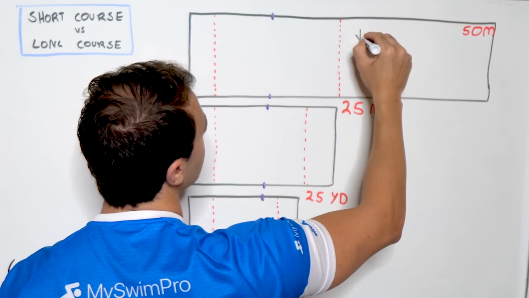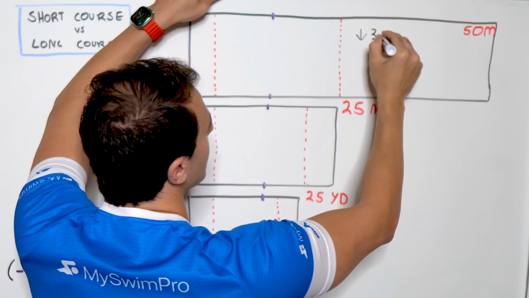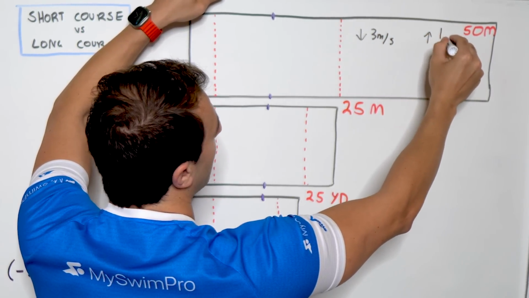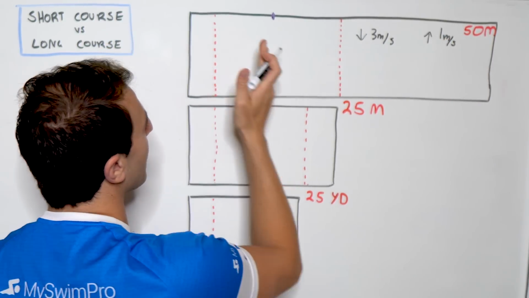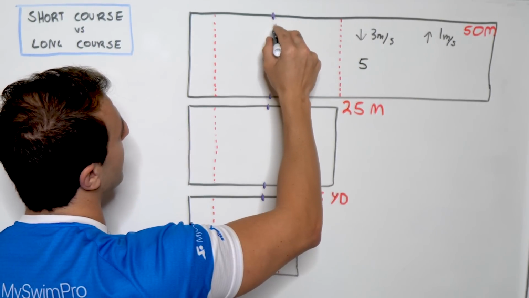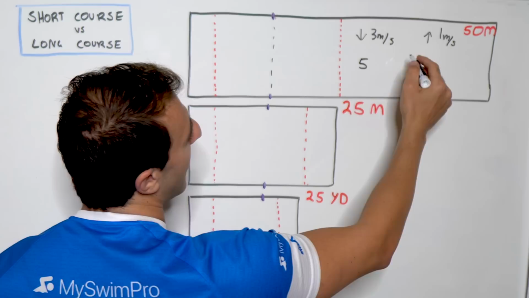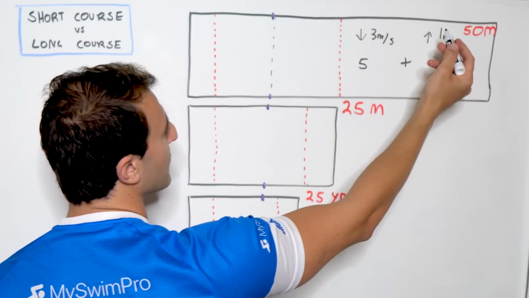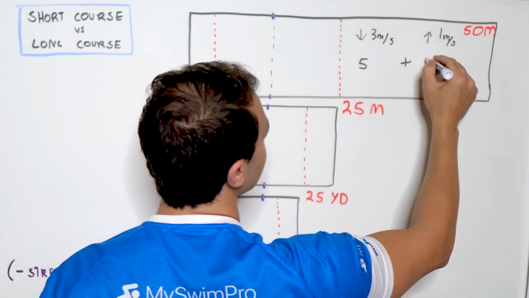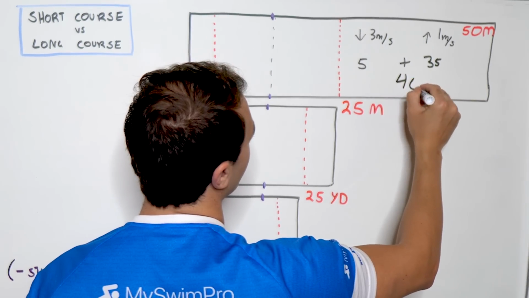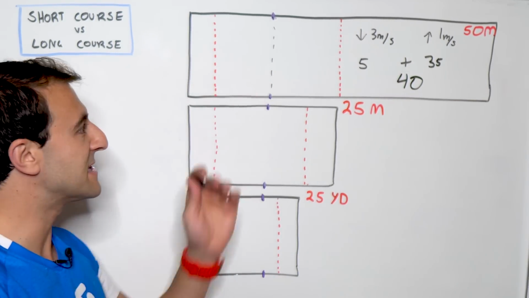So we know our underwater speed is going to be 3 meters per second, and our overwater speed is going to be 1 meter per second. Well, the first 15 meters is only gonna take us 5 seconds. That's to this line right here, not drawn to scale, but you get the idea. And then we're gonna have the second part of the race, the next 35 meters, we're moving at 1 meter per second. That's gonna take us 35 seconds for a total time of 40 seconds to complete this 50-meter swim.